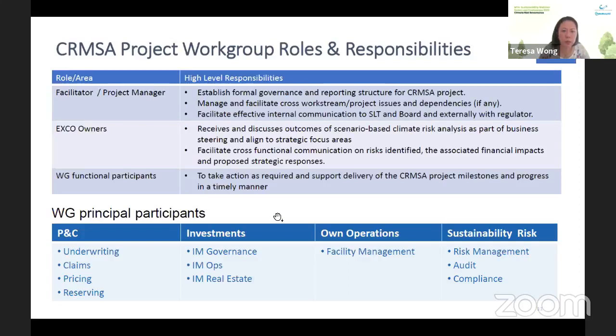So principal participants would be from the P&C side: underwriting, claims, pricing, and reserving actuaries. Even from the life side, you would have underwriting, claims, and the pricing and reserving actuaries. From the investments perspective, you have IM governance, IM ops, and IM real estate, particularly so when you own properties that would potentially also be in a flood-prone zone, right? In own operations, you have facility management involved. And then in risk, of course, the second and third lines of defense. If I can move on to the next slide, please.